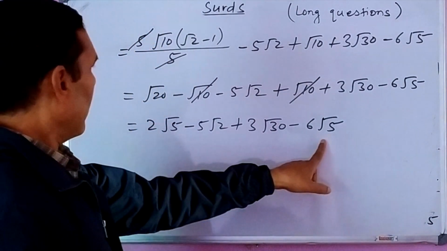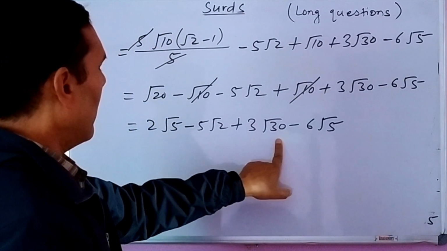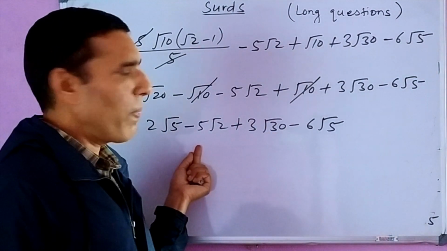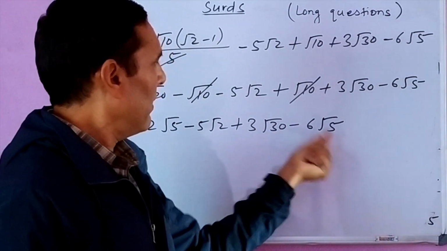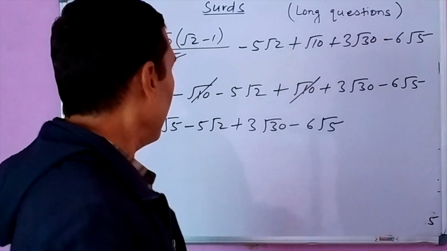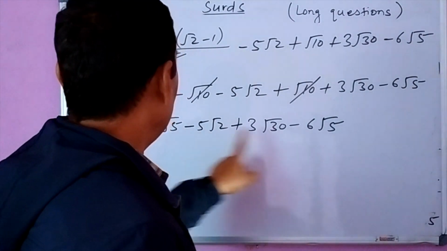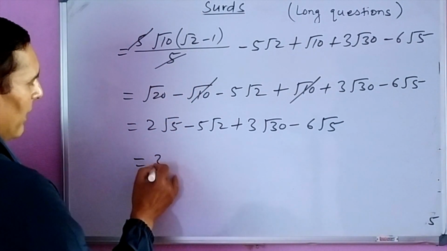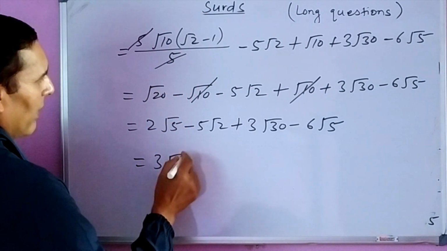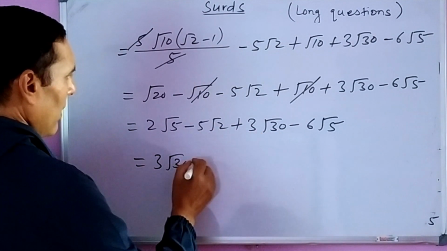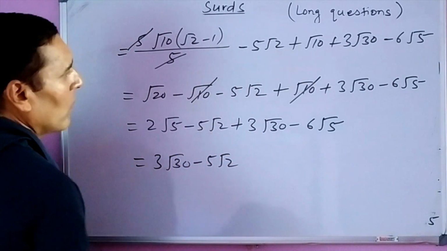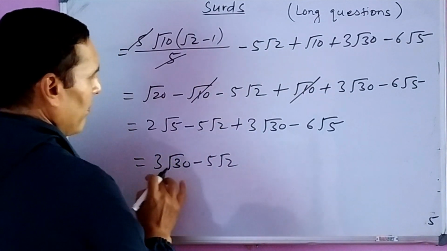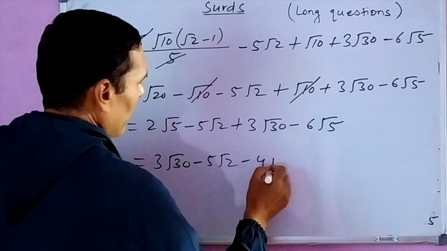This and these are like terms. 30 is 2 into 15. We cannot get anything, because we don't have any factor of 30 as a square number. So this and these are like terms. So 3√30, this term, and minus 5√2, and minus 6√5 plus 2√5 gives minus 4√5.